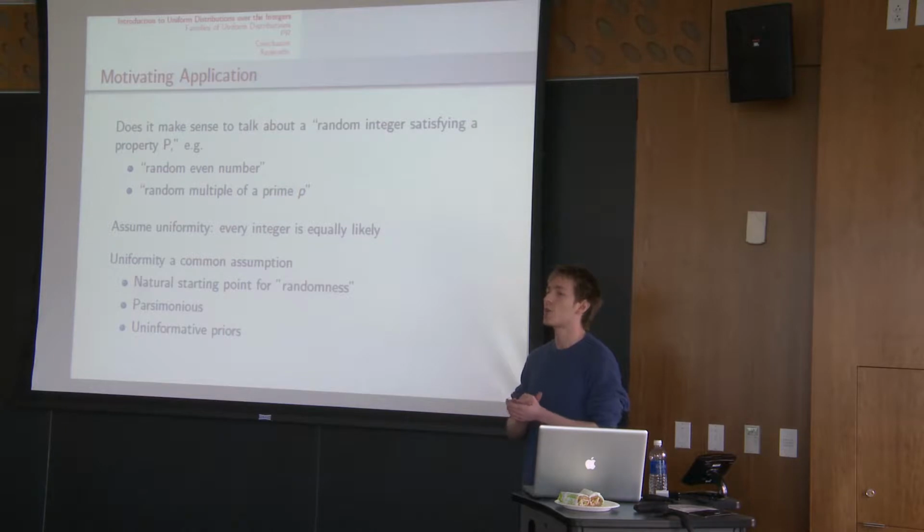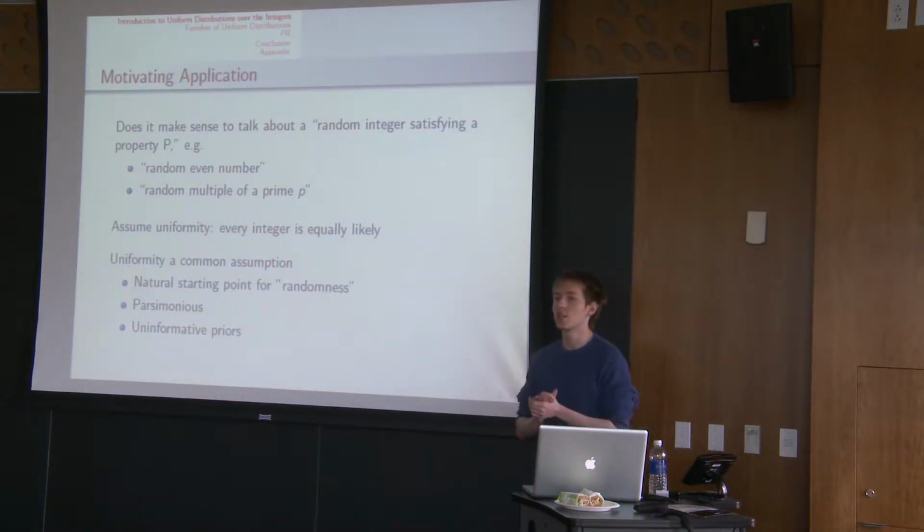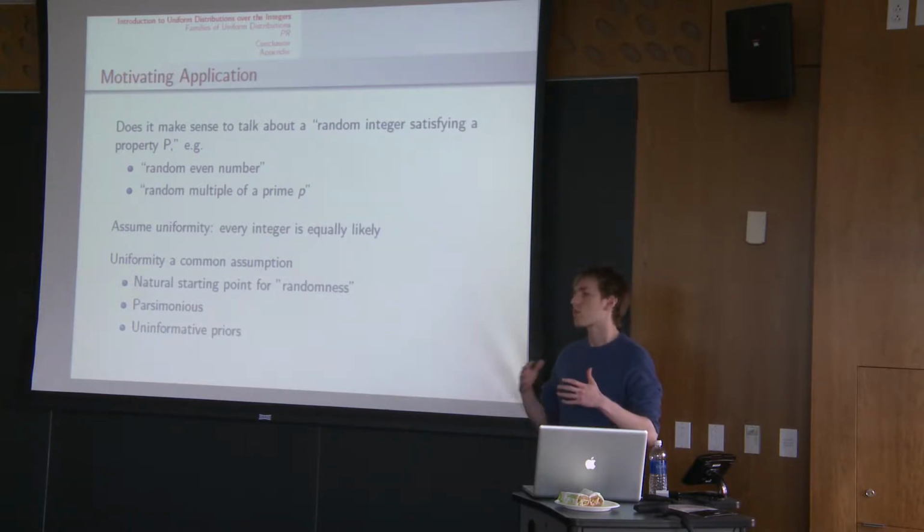So, in order to derive the probability that a random integer is a multiple of 3, we are going to have to make some assumptions. Namely, we are going to assume that each integer is equally likely, or in other words, that the integers are distributed uniformly. And we're going to assume that because it's, at least at a high level, an easy to grasp concept, and one that would be a natural starting point for discussing randomness. And it's parsimonious in the sense that it treats every integer the same. And finally, it is a fairly common assumption for the priors of a Bayesian model.